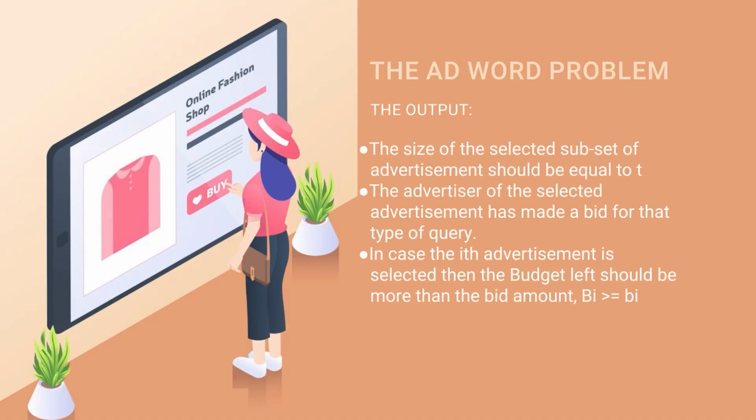So the output is that the size of the selected subset of the advertisements should be equal to T. The advertiser of the selected advertisement has made a bid for that type of query. In case the ith advertisement is selected, then the budget left should be more than the bid amount. That is, the total budget for that particular day should be greater than or equal to Bi, the bidding amount for that particular advertisement.